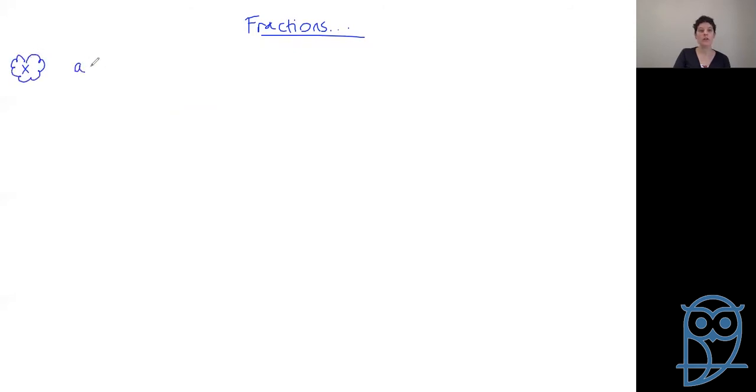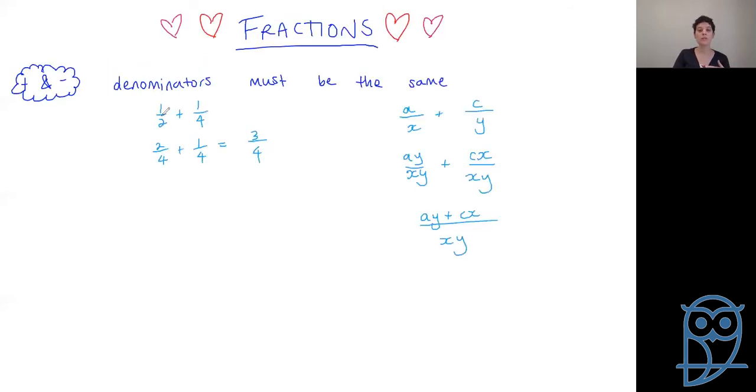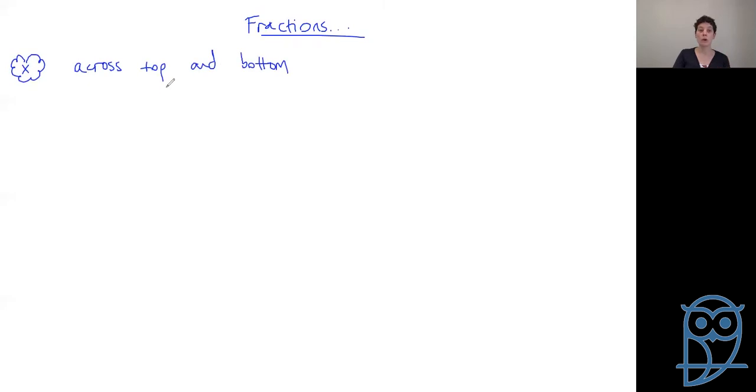So here we go across, top and bottom. We're going to multiply the numerators and the denominators. For addition and subtraction, we just add or subtract numerators. The denominator stays the same. For multiplication, everybody gets involved.